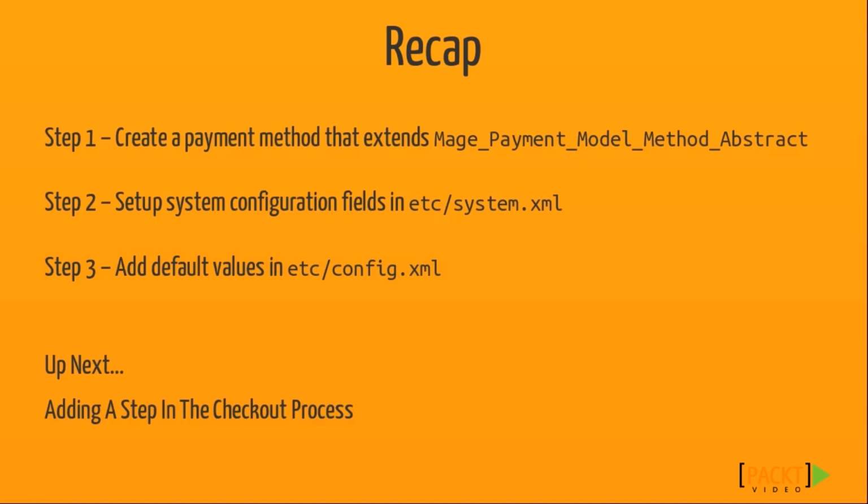So let's recap. Creating our payment model took 3 steps. First, we created the payment method, which extends from the Mage Payment Model Method Abstract class. Then we set up some system configuration fields in etc system.xml. These fields are accessible through the payment method model's getConfigData function, which comes in handy and is in fact used automatically throughout a lot of the Magento source code. Finally, we had to add some default values in etc config.xml, including a couple of hidden values which were explained in the video. Coming up next, we'll be adding a step in the checkout process, so stay tuned.